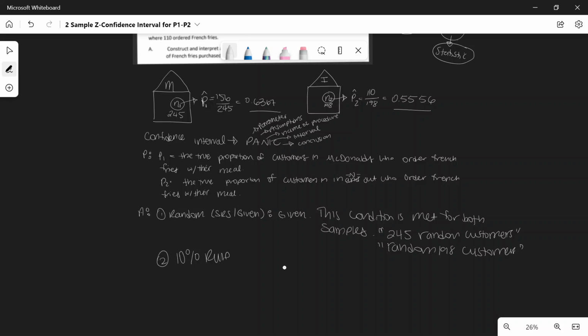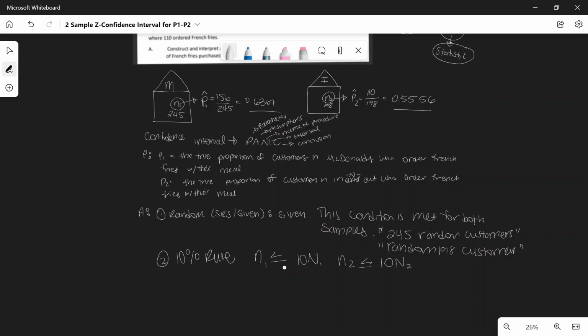So the 10% rule is basically where n, the sample size, is less than or equal to 0.10 of N. So it's less than or equal to 10% of the population size. This has to be true for both samples. So let me just do 1 and 2. This rule has to be true for both samples.